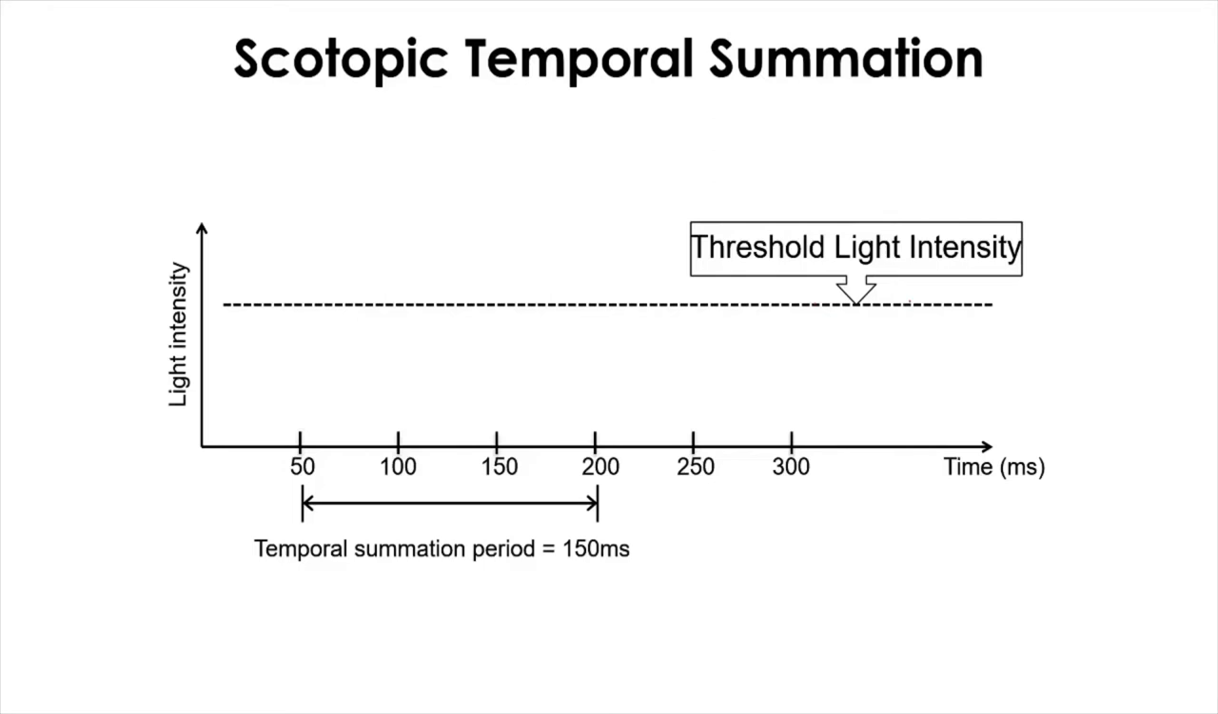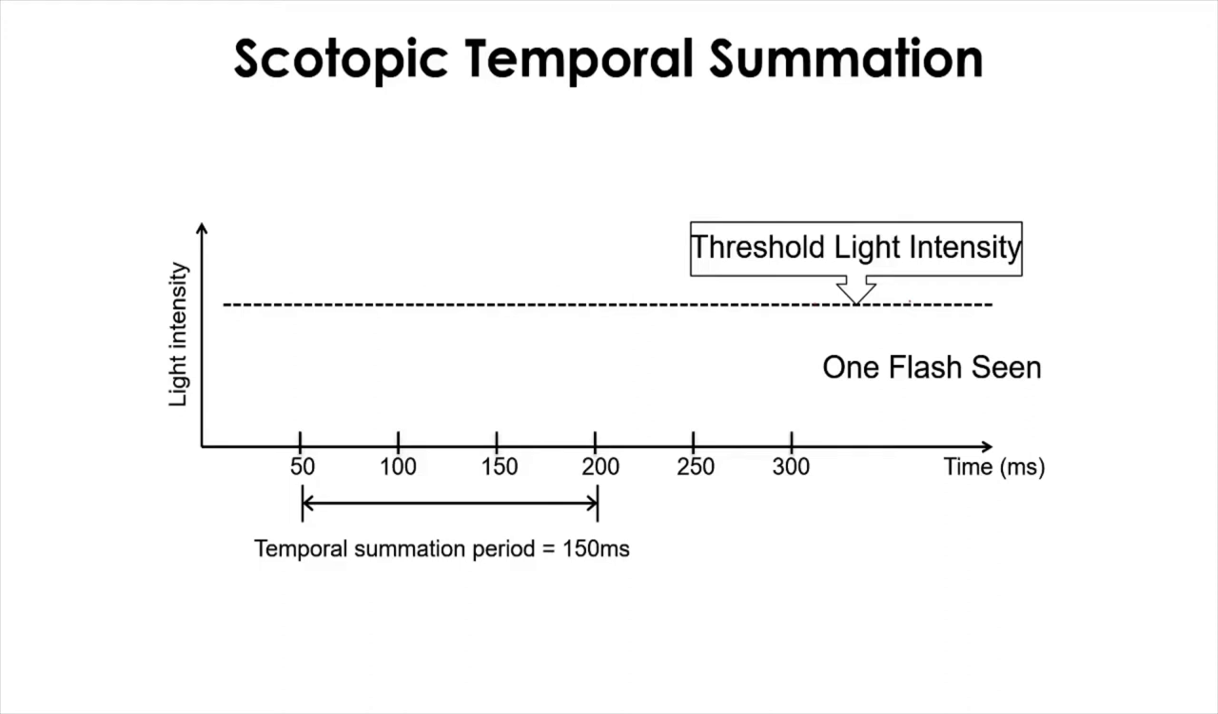Okay, so I'll just do this again. This time, two flashes with the same light intensity, 2/3 of the threshold intensity, are flashed one after the other within the critical duration of 100 milliseconds. Then one flash will be detected because their subthreshold intensities are added up, and now the summed intensity becomes greater than the threshold light intensity.